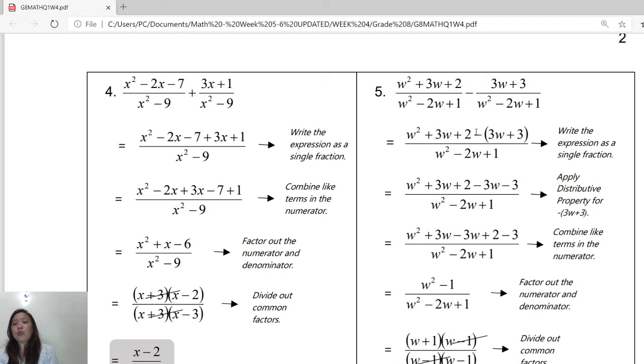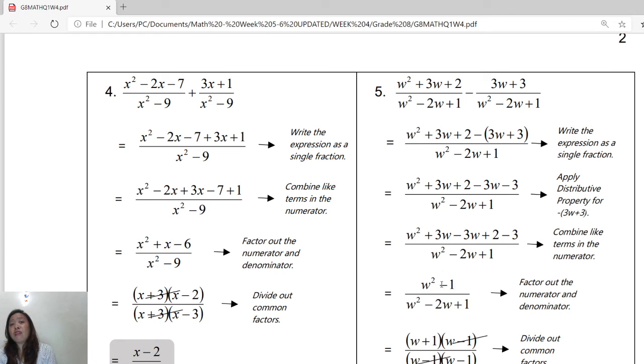Okay, next. Combine similar terms. By the way, we will simplify this first, so this will become negative 3w and negative 3. Combining similar terms, 3w and minus 3w cancel out. Then we have positive 2 minus negative 3... actually 2 minus 3, so what is left is w squared minus 1 over w squared minus 2w plus 1.